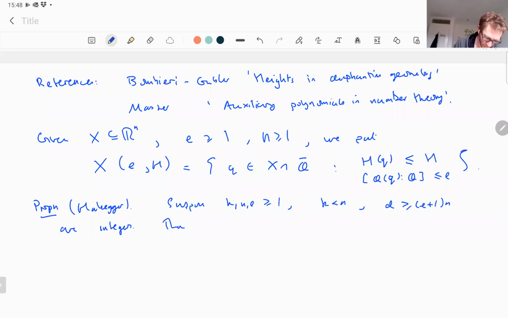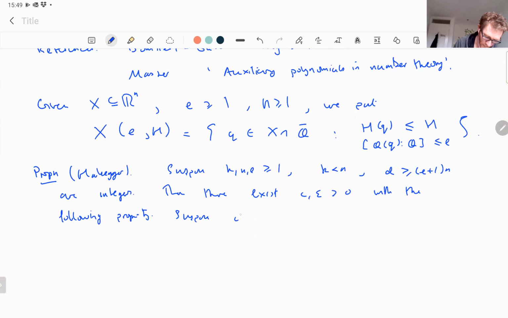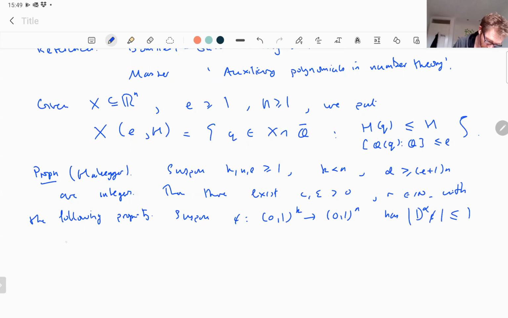Then there exist C and epsilon and R, so these are reals, R is an integer, with the following property. Suppose phi is a parameterizing map into the K alpha less than or equal to R, and put X to be its image.